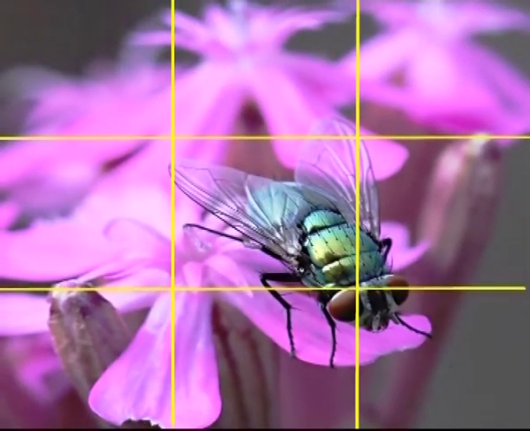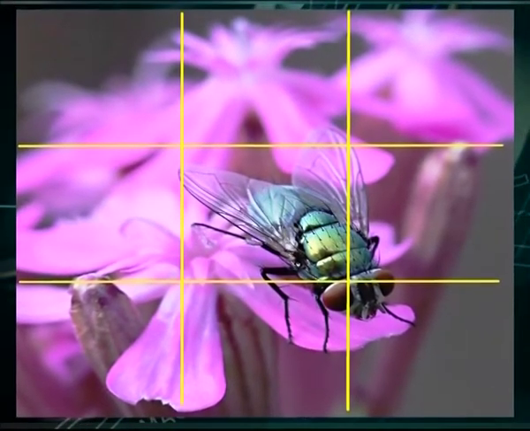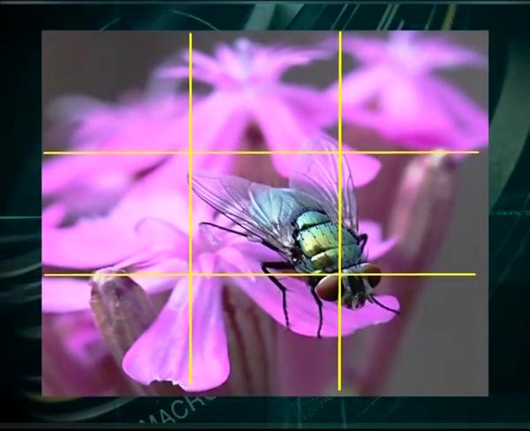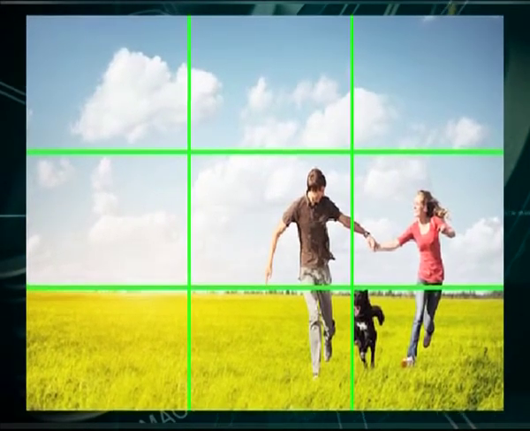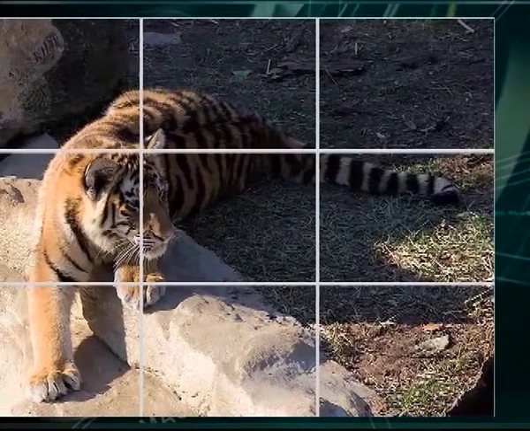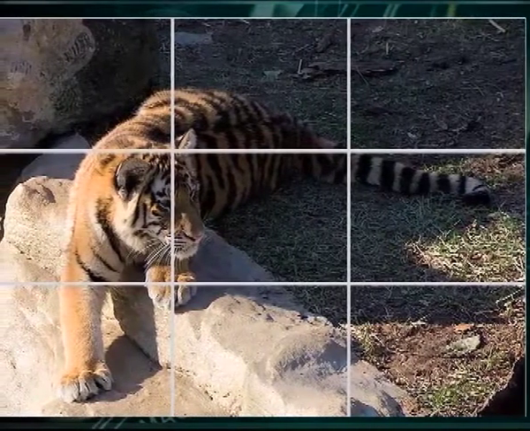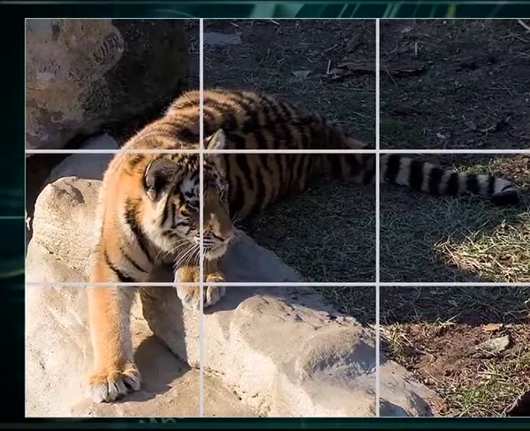This composition technique helps the photographer decide where to place the subject in the frame. Some camera makers even provide a tic-tac-toe grid in the viewfinder to help the photographers. The grid divides the frame into 9 segments using 2 vertical and 2 horizontal lines. The photographer is advised to place the subject at the points where the lines intersect or next to them. This creates a balanced and pleasing composition.